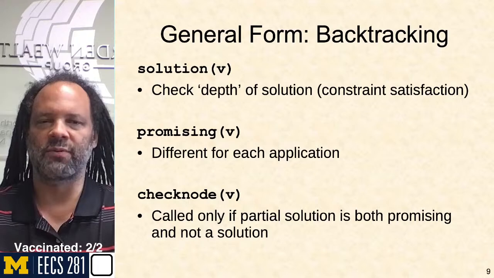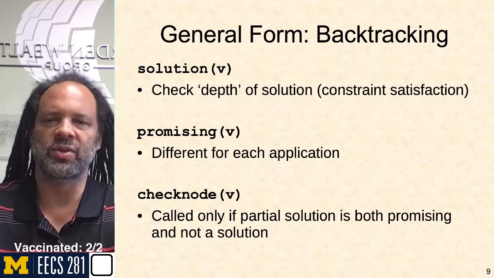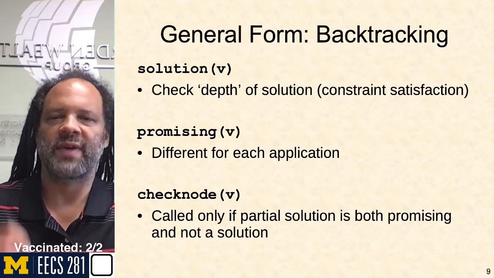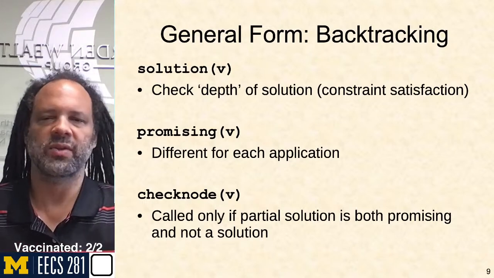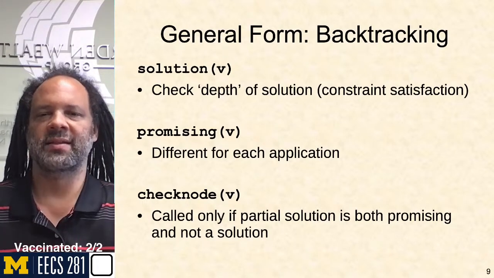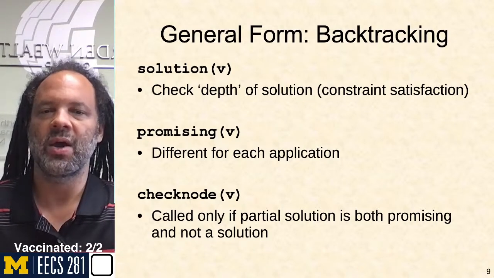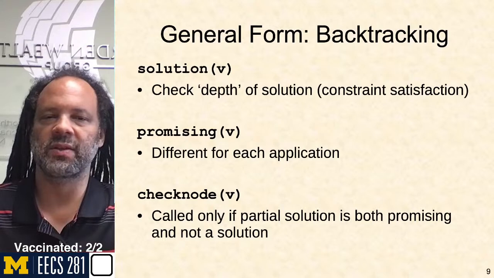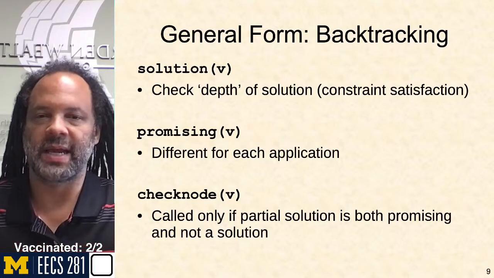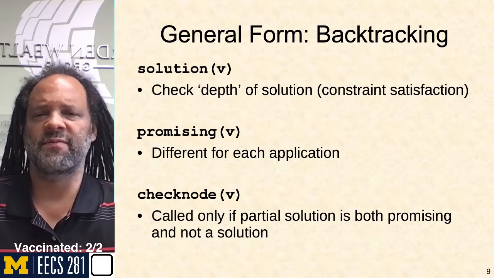As we have this general form of backtracking, we've called it check node, but you may call it whatever you like. We've got this function that's called solution, and this is a pseudocode function. It doesn't necessarily have to be a function, but it does have to be a way of checking to see whether or not the depth of the solution is as deep as I need it to be. This is often very simple.